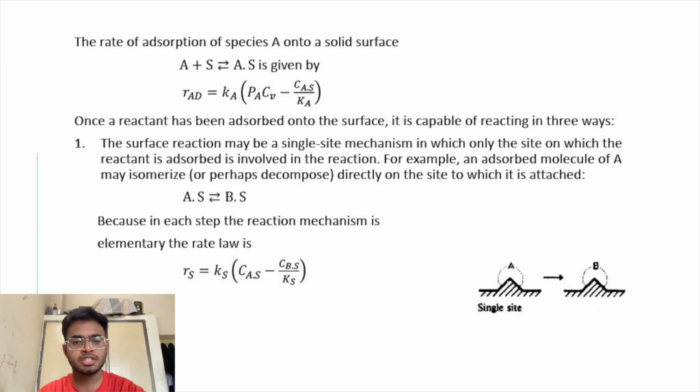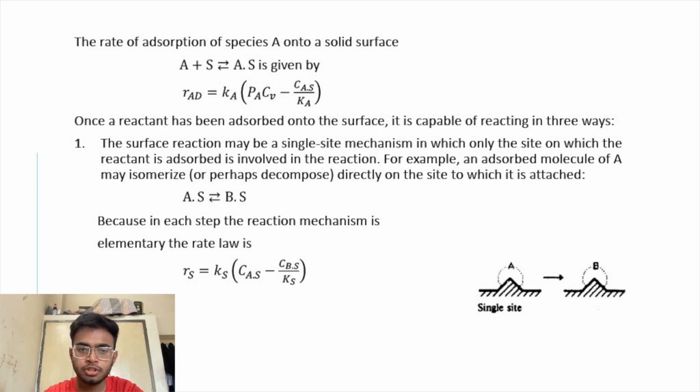Now we study surface reaction, where we know how the species A is reacting on the surface after being adsorbed on the site. So after a reactant has been adsorbed on a surface, there are only 3 possible ways in which it can react. The first case is that the surface reaction may be a single site mechanism, in which only the site on which the reactant is adsorbed is involved in the reaction. For example, an adsorbed molecule of A may isomerize directly on the site to which it is attached.